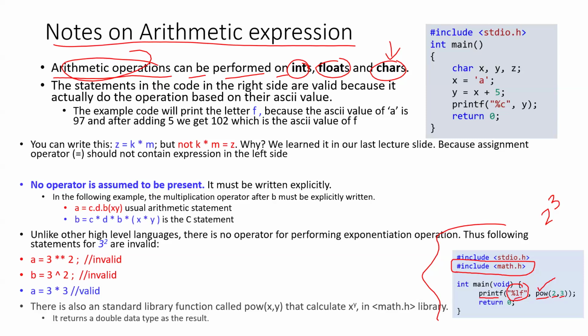Remember %lf? %lf is used for double. Let's see, there is no D. Why do you say it is double, right? LF, you can think of it as long float. So the power function returns double, so it will print 2 to the power 3, which is 8. It will print 8.000000 like this.